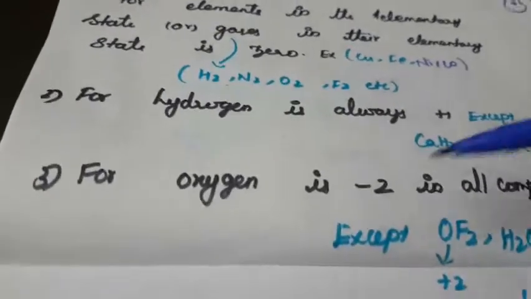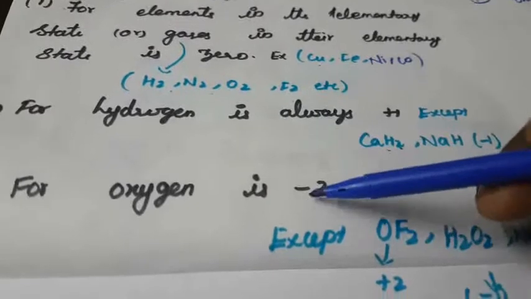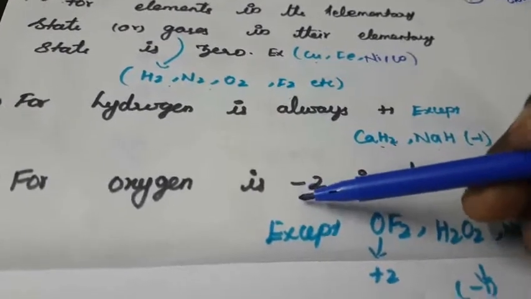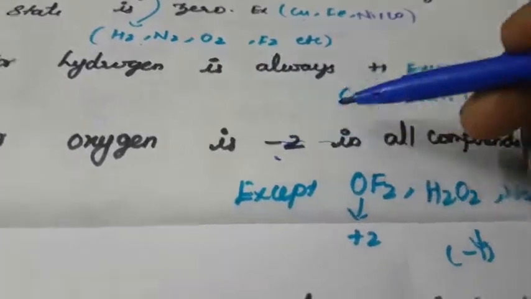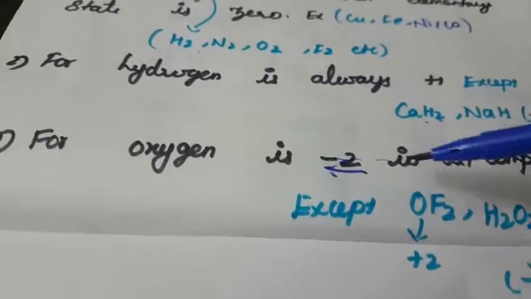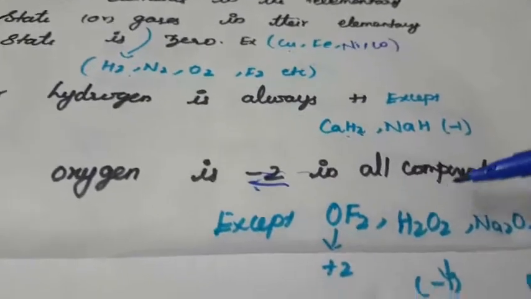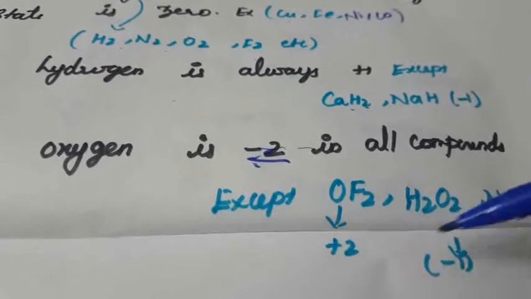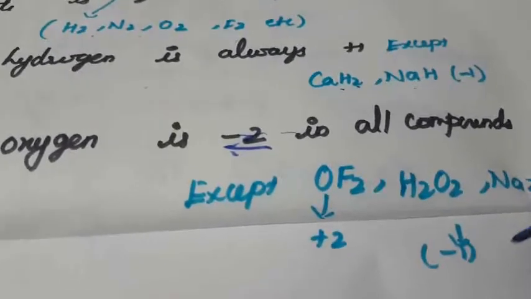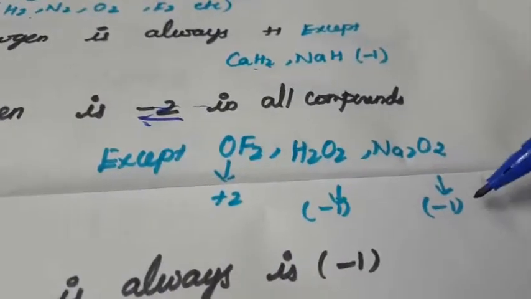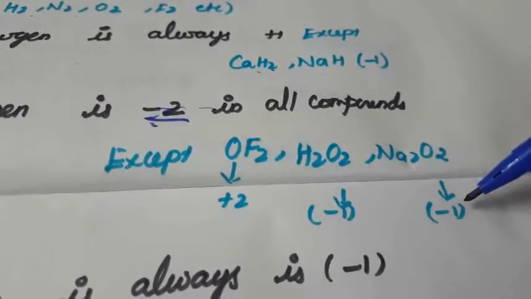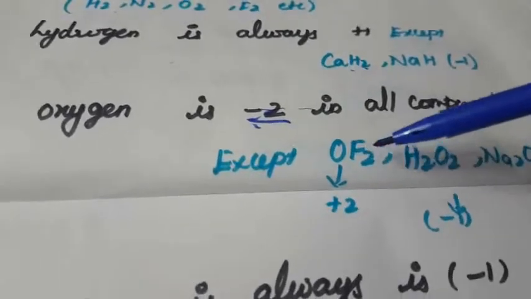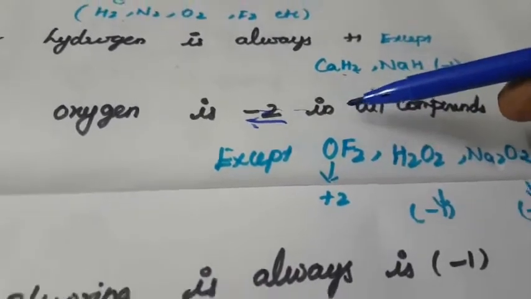Next one is oxygen. In oxygen, the oxidation number is -2, in all compounds except OF2. In OF2 it is +2. In hydrogen peroxide it is -1, and in sodium peroxide the oxygen oxidation number is also -1. These are the exceptional ones. Otherwise, oxygen oxidation number is always -2.